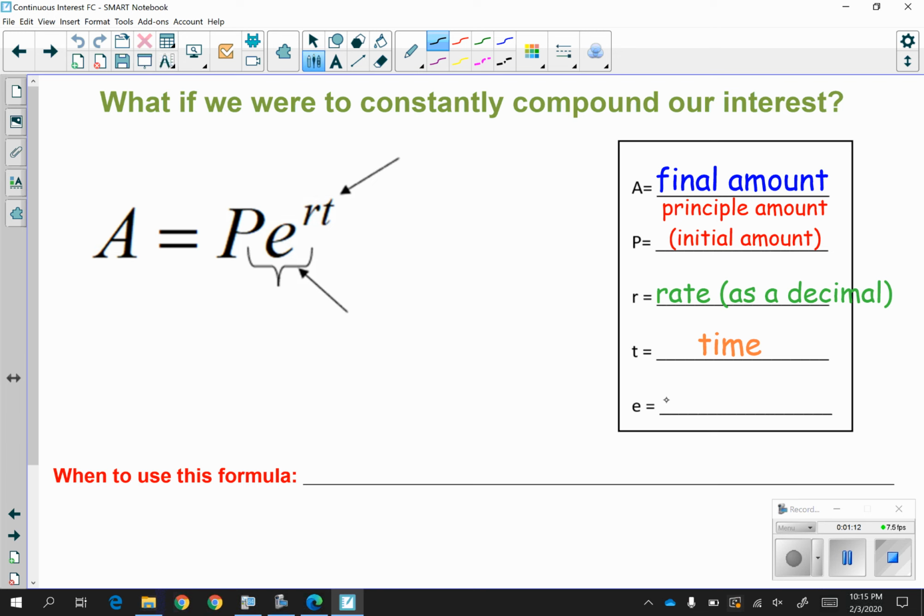That number is approximately 2.718, and it goes on, it's irrational. You can find E in the calculator by doing second ln.